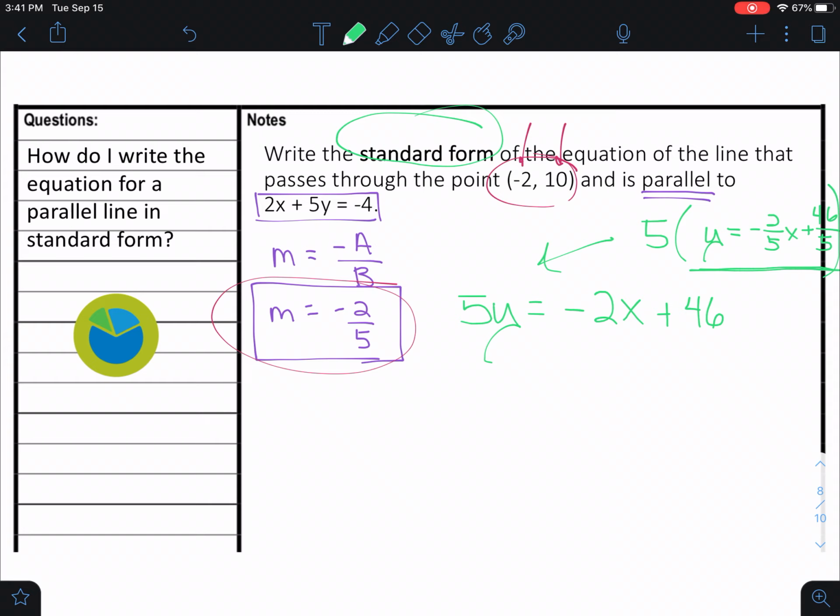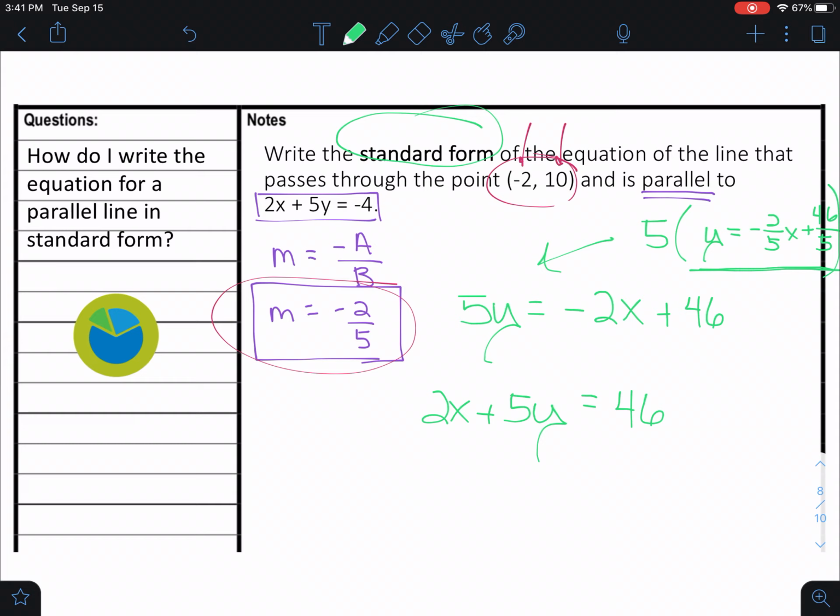Now, the other thing is we know that the x's and y's have to be on the same side and x first. So now I just want to move the 2x to the other side. So I'm going to add 2x to both sides. So I would get 2x plus 5y equals 46. Okay, so this is standard form of this.